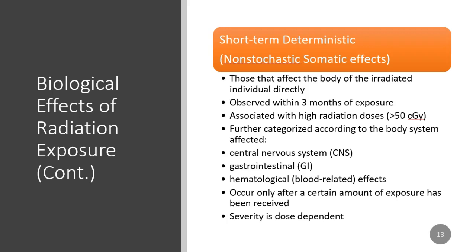So it'll affect the central nervous system, the GI tract, blood effects, occurs only after a certain amount of exposure has been received, and the severity is dose dependent, so depending on the amount of radiation that the person has been exposed to. All right, so this is seen quickly.